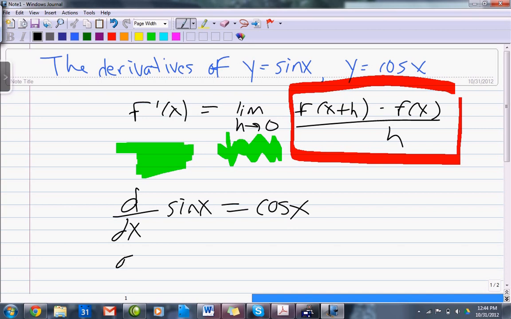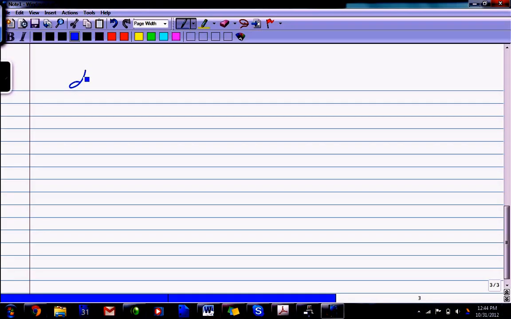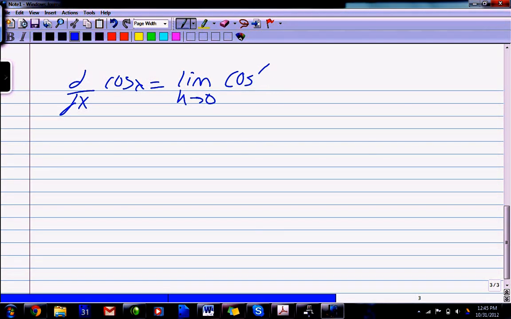Now let's look at the derivative of the cosine function. And we're going to do it in the same way. I'm going to rip through this a little faster because it's very similar in structure. So, using the limit definition, the derivative of the cosine function is the limit as h goes to 0 of cosine x plus h minus cosine x all over h.